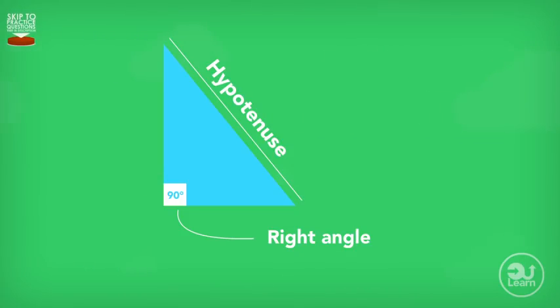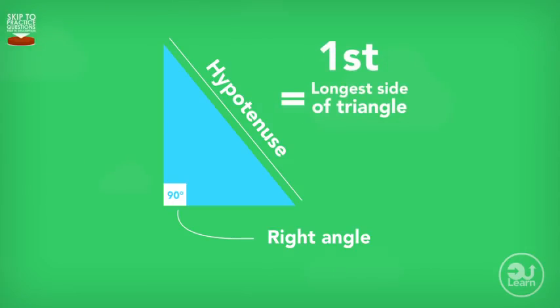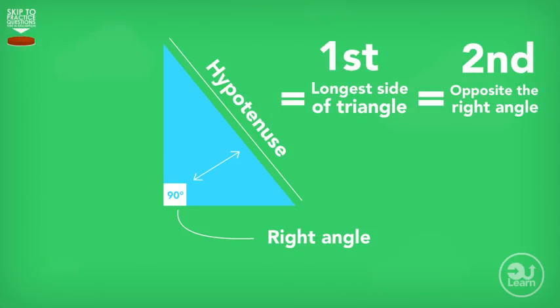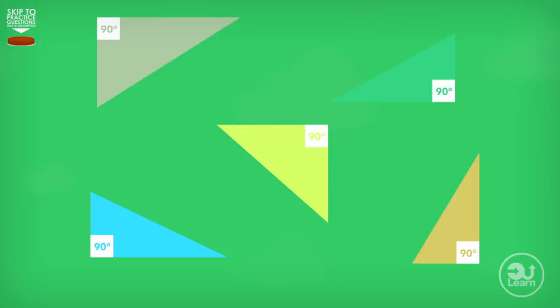There are two ways to identify the hypotenuse. The first is that the longest side on any right-angled triangle is the hypotenuse. The second is that the hypotenuse is always opposite the right angle. Look at the following examples of right-angled triangles.